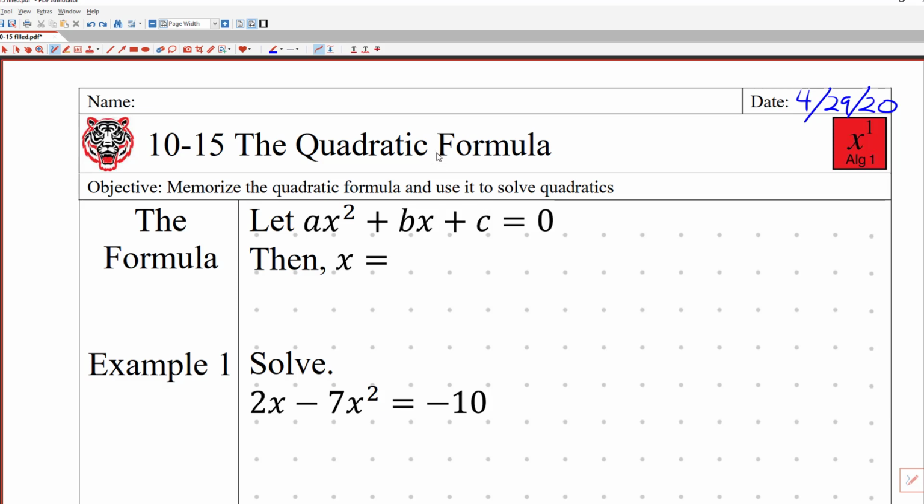If everything is set up correctly, then I'm only going to look at the coefficients. I'm only looking at the a, not the x squared. I'm only looking at the b, not the x, and then I'm looking at the c. I'm ignoring all of the variables. The cool thing with the quadratic formula is if you know it and you have a quadratic, you can immediately just plug and chug. You will get an answer.